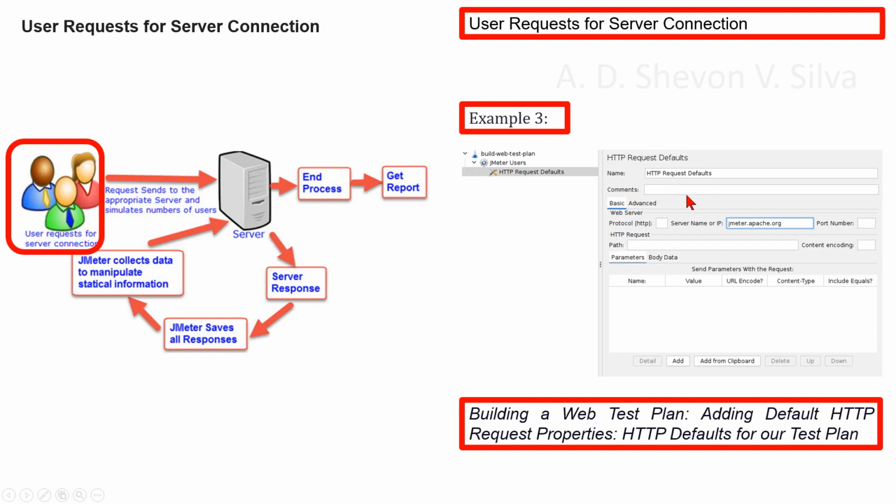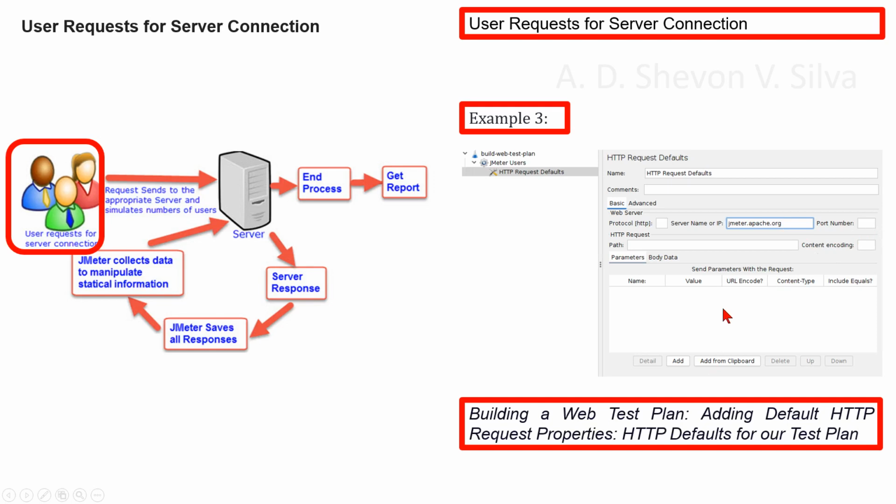Skip the next field, which is the web service server name or IP. For the test plan that you are building, all HTTP requests will be sent to the same web server, jmeter.apache.org. Enter this domain name into the field. This is the only field that we will specify a default for, so leave the remaining fields with their default values.